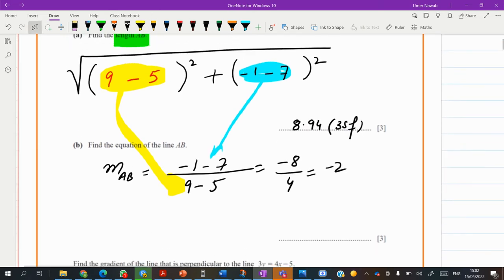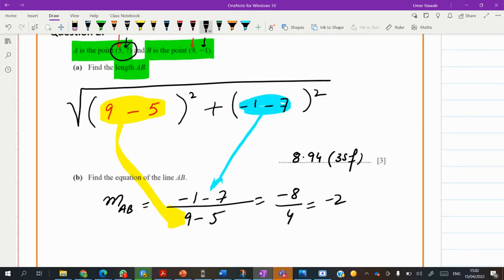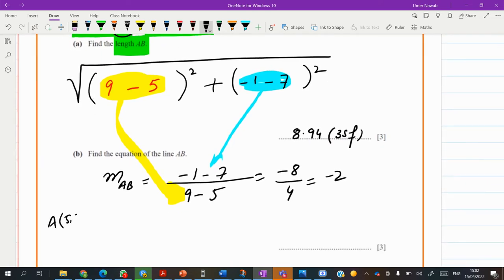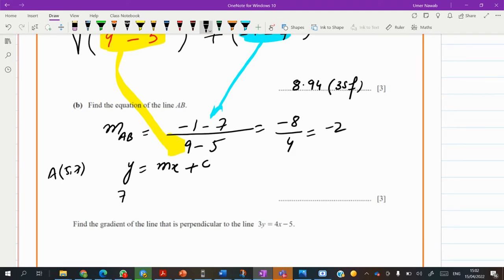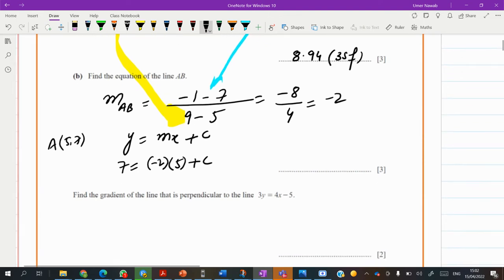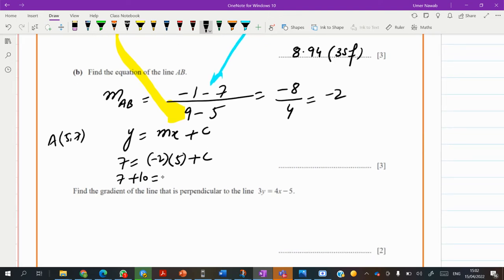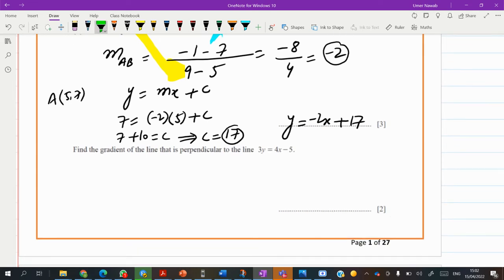So the gradient is found. Use any of the points. So suppose I want to use point A to get the equation of a line. y equals mx plus c. So y is 7 and m is -2, x is 5, plus c. So 7 plus 10 is equal to c. So c comes to you 17. I'm going to write the equation of the line as y equals -2x plus 17.